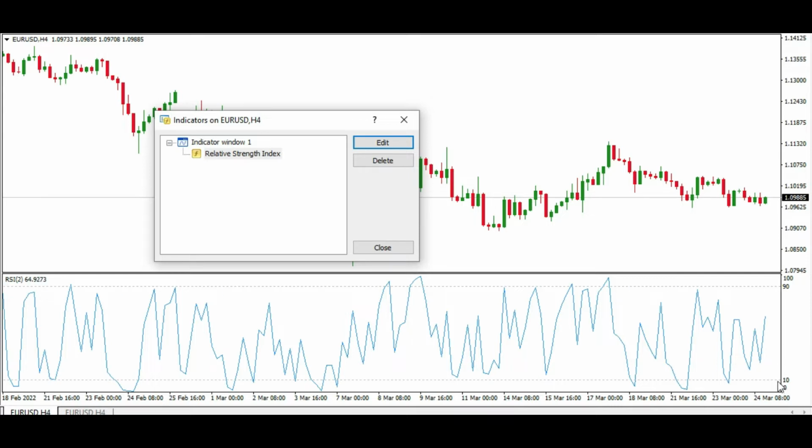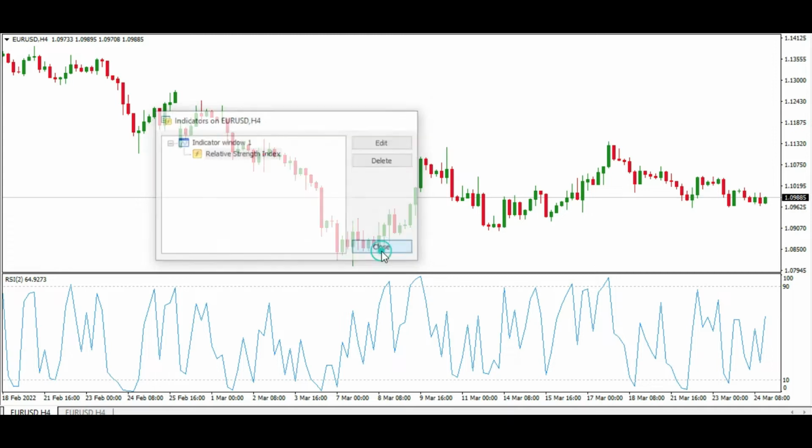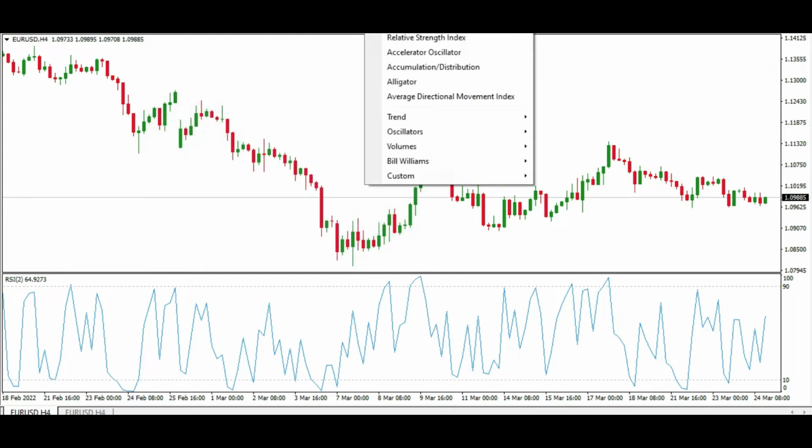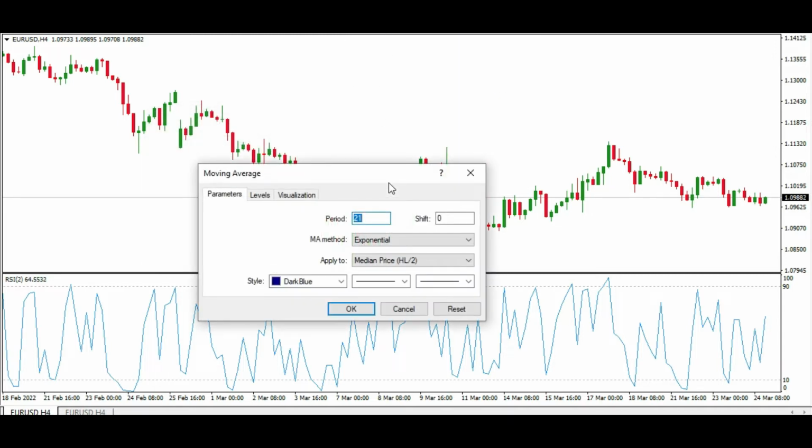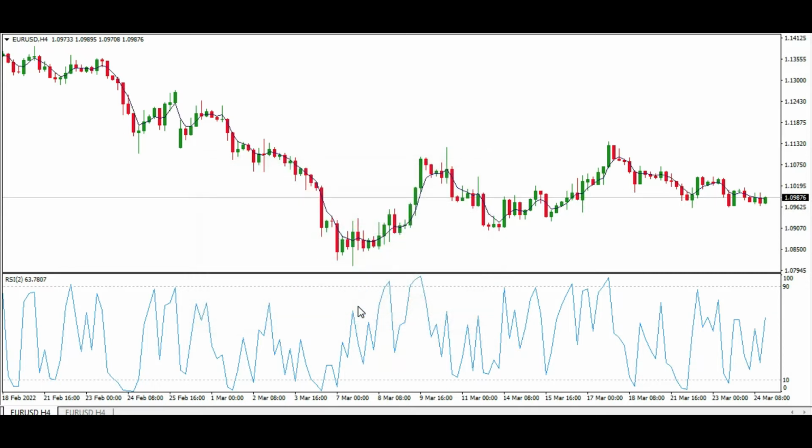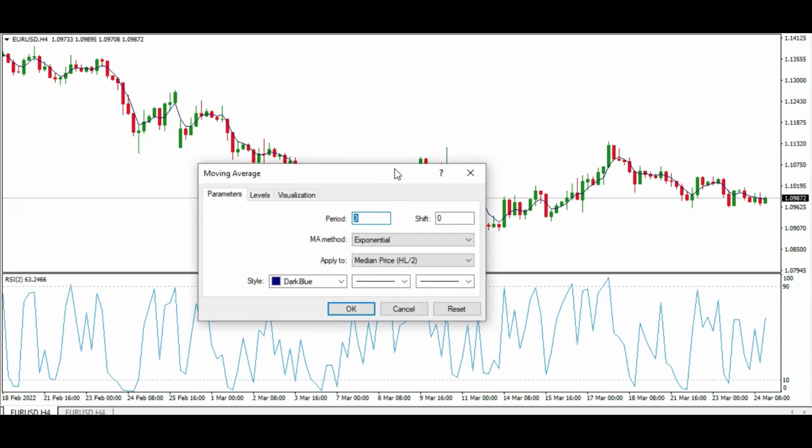When you finish this, you will get the relative strength index chart with the 90 level and the 10 level. Now we need to add moving averages. We'll have a lot of moving averages, so I will be very fast here. First we'll put the moving average with period 3, method exponential, apply to median price. I will use dark blue for every single moving average because the color is not important. If you like, you can change colors. So this is one of them. Now we'll add more and more.